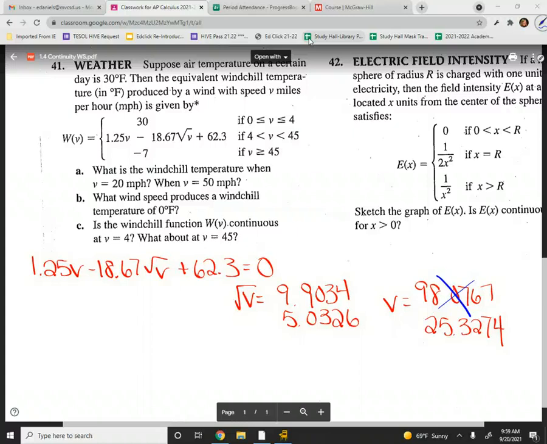Okay, now C is where we get into this continuity stuff that 1.4 has been about. We want to know if it's continuous at 4 and 45. So that's where the pieces are joining up. We've got 3 little pieces. Do they connect? Are they continuous? First we're going to check, does this piece connect to this piece? They're meeting up when the v value is 4. This is always going to be 30. So we need to put a 4 into this equation and see what it gets. So why don't we try that out? Put 4 in for v, and we'll see what value we get.